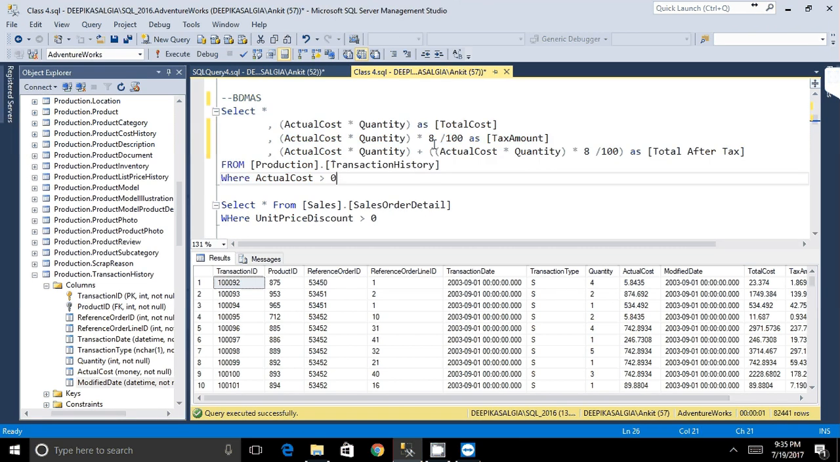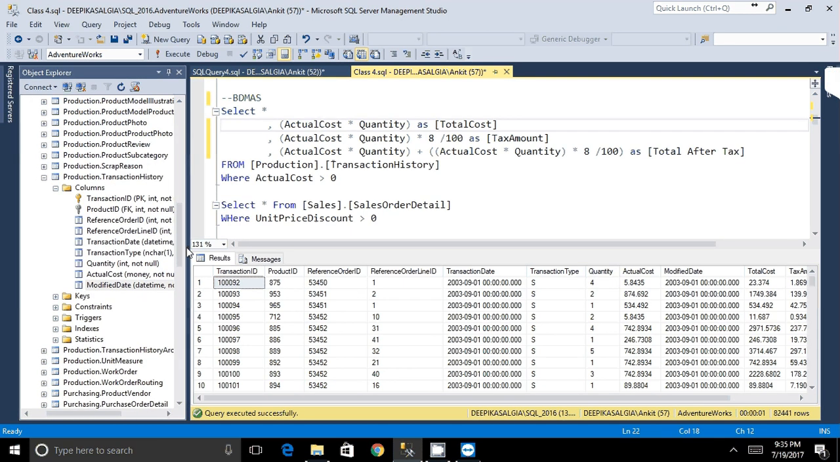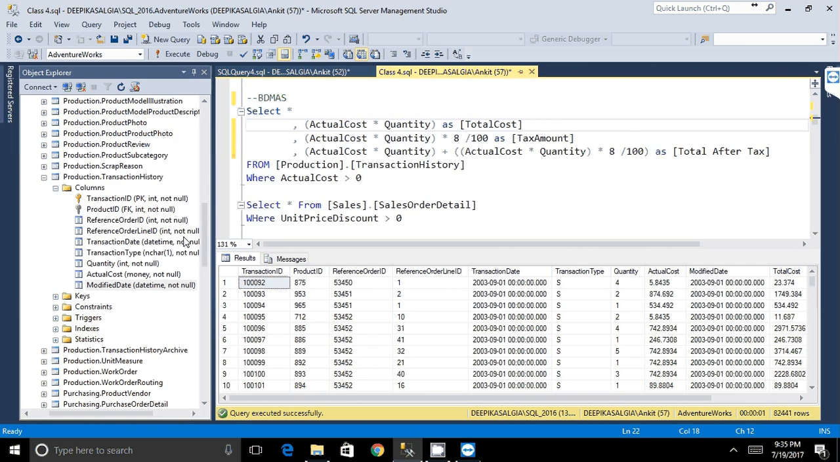All right, so now let's see. These are the columns. What are these columns? If you see in the transaction history table, those are basically the integer columns that I'm using to do addition and subtraction. So look at the data type. The actual cost data type is money, and the quantity is integer. If this column is defined as a character, you cannot do this expression.